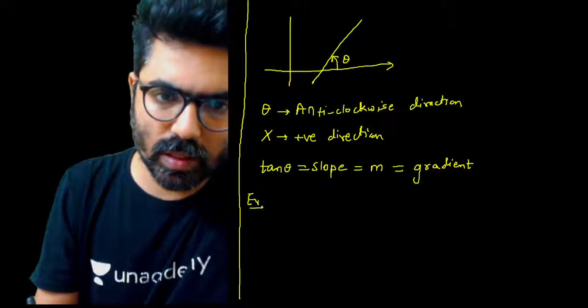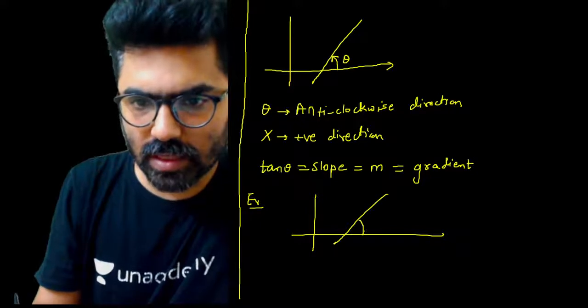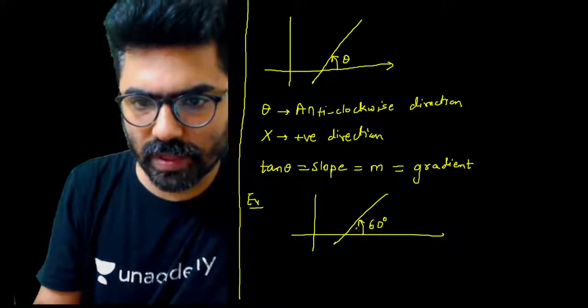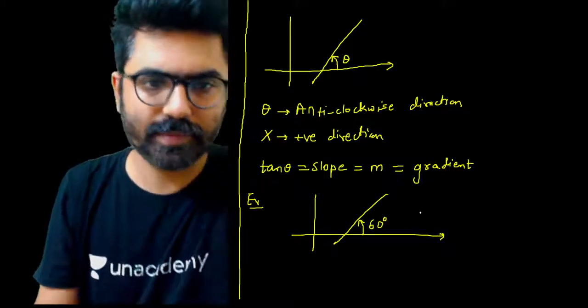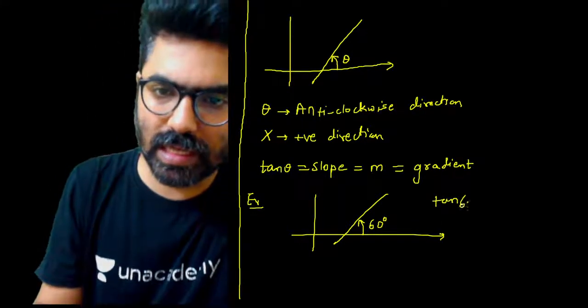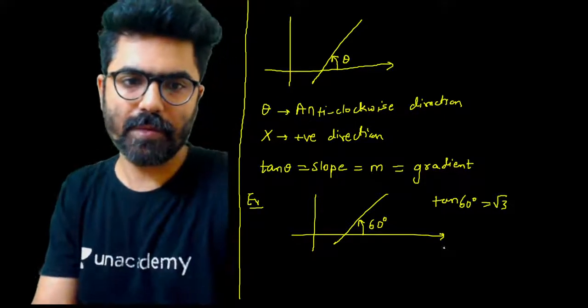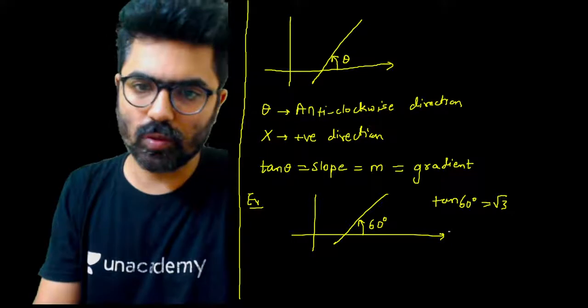Let me just ask you one thing. What is the slope of the line which makes 60 degree with positive x-axis? It will be tan 60, that is root 3. Okay, tan 60, root 3, is the slope.